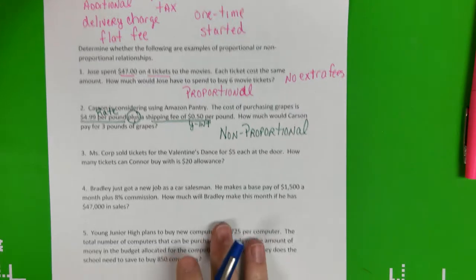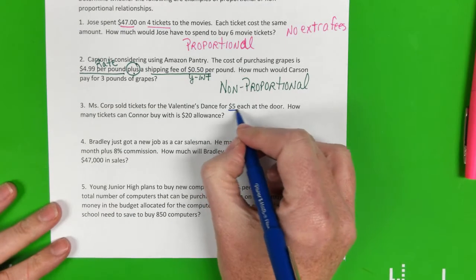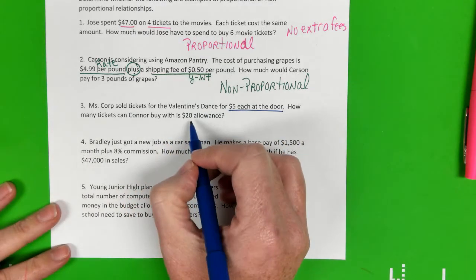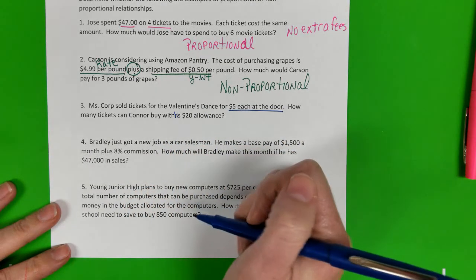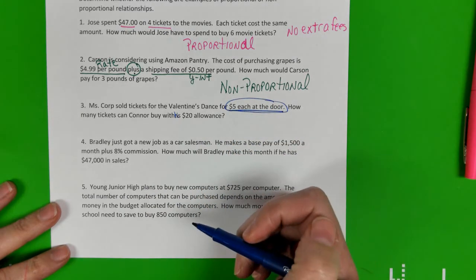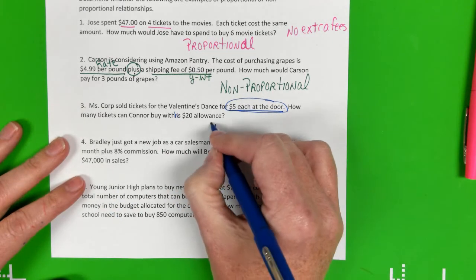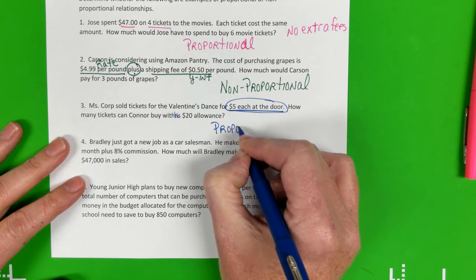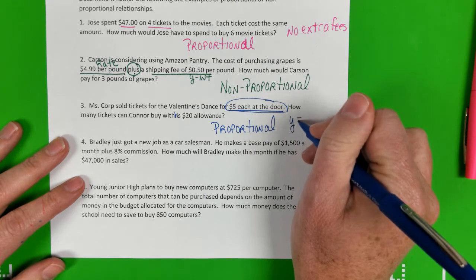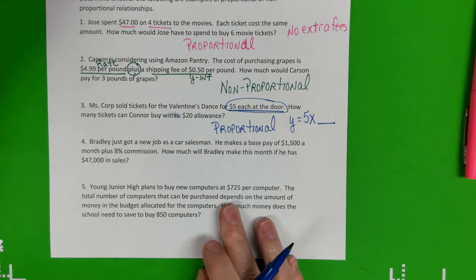Okay? The next one. Miss Corp sold tickets for the Valentine's dance for $5 each. How many tickets can Connor buy with his allowance of $20? So do the tickets cost anything else besides $5 each? And the answer is no. There are no extra fees. And so this is going to be proportional. If I were to write this equation, it would be y equals 5x. And notice there's nothing added on.